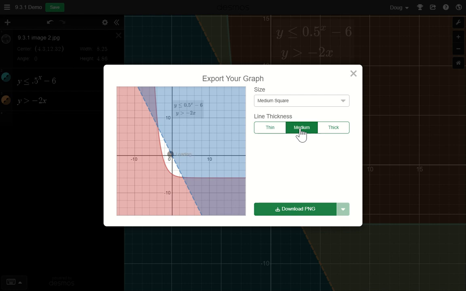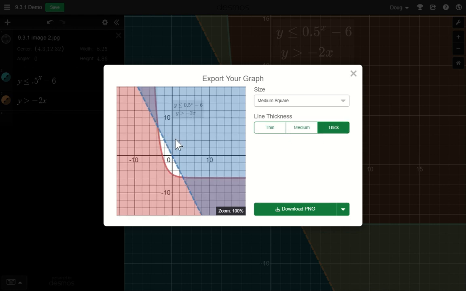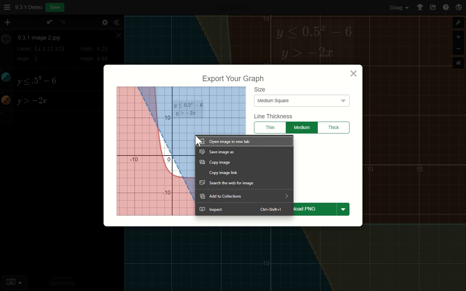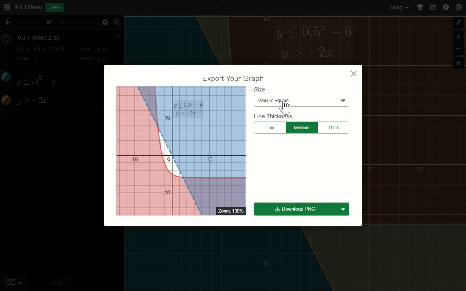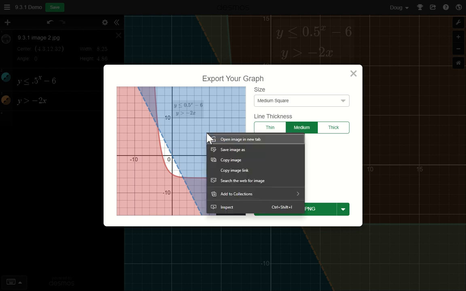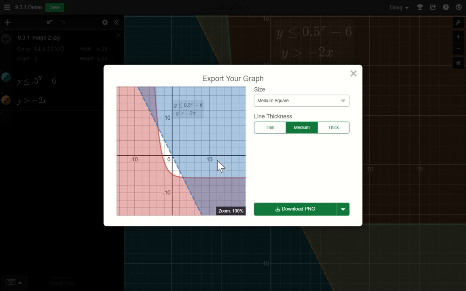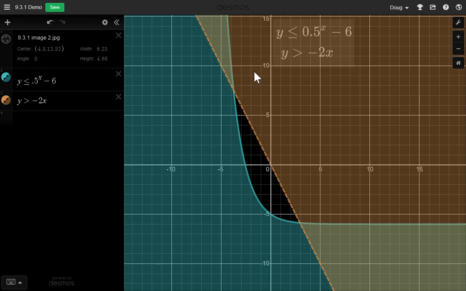It's kind of nice if you make the lines a little bit thicker, they're easier to see, or maybe medium. But I'm just going to say, oh, look at this size, medium square. So you can get a different size for these graphs. I think a medium square is appropriate for our purposes. And then I'll right click and hit copy image. Now that I've copied that image, I'm going to switch over to our doc where we're putting our information today.